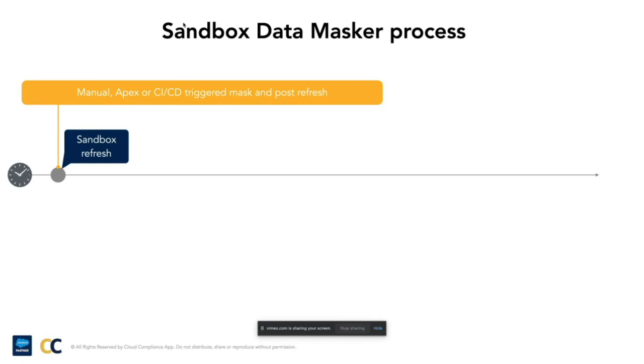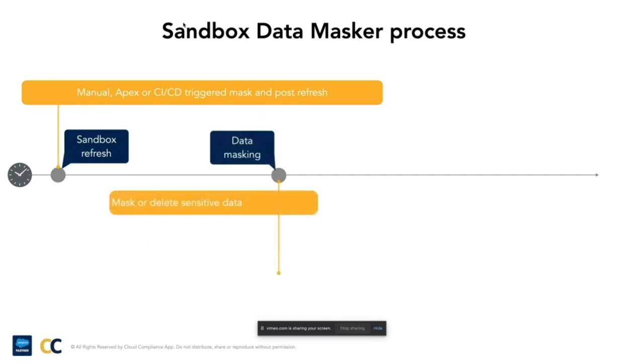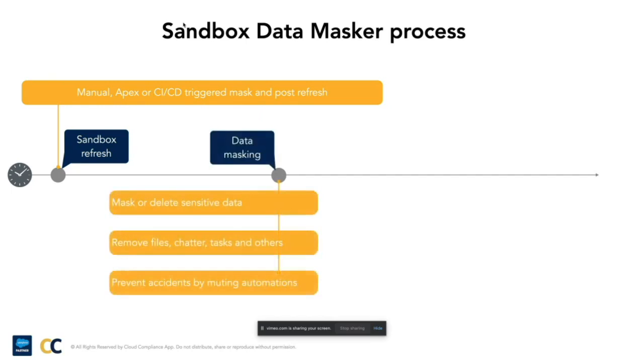As part of this data masking, what exactly do we do? You have the ability to configure it very declaratively and tell Data Masker to mask or delete sensitive data. You can tell Data Masker to remove files, chatter, tasks, and others. And Data Masker, when it runs, will also prevent accidents by muting automation.